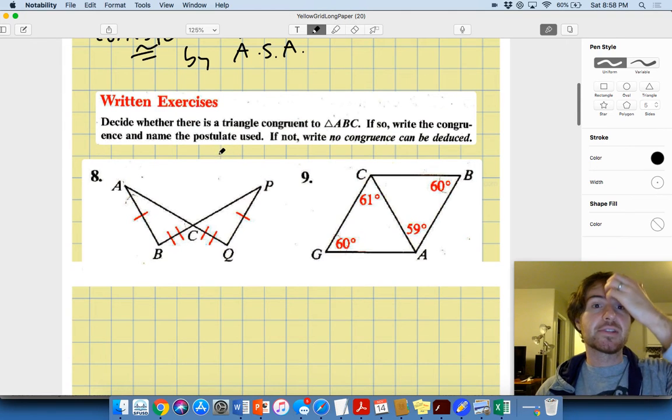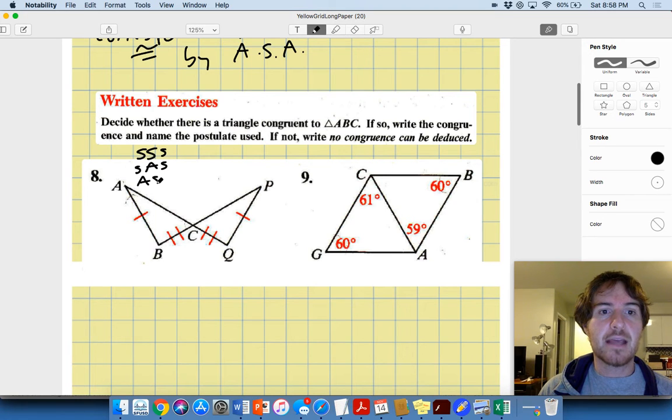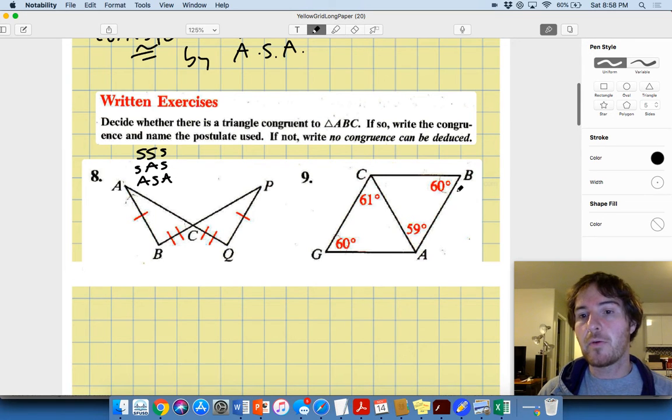Okay, going on a little bit quicker here. We've got written exercises to decide whether a triangle is congruent to triangle ABC. If so, write the congruence and name the postulate used. If not, write no congruence can be deduced. Not all these pairs of triangles are going to be congruent. We need to decide if these are congruent and what the reason is. In all these problems, it's either going to be SSS, SAS, or ASA. So that's what I'll start by writing down here.